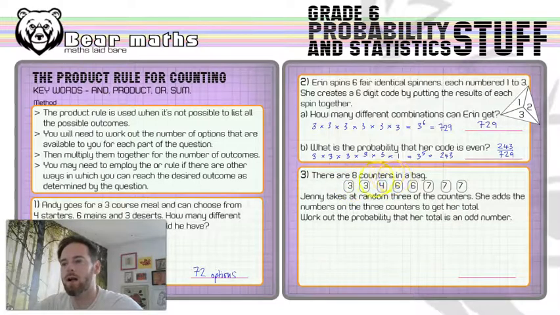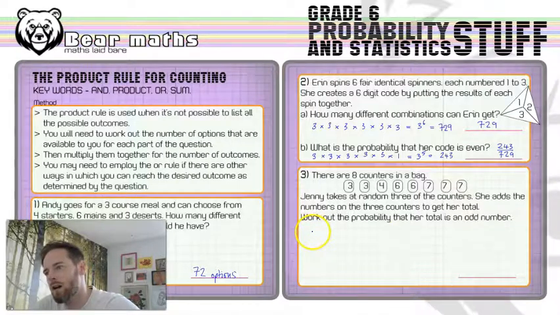So let's think about ways in which we can make an odd number. So 3, 4, and 6: 3 plus 4 is 7, plus 6 is 13. That would make an odd number, but we can't keep going through all the options because there are too many. So we have to think about the number of possible options there are. But let's think about all the different ways in which we could make an odd number.